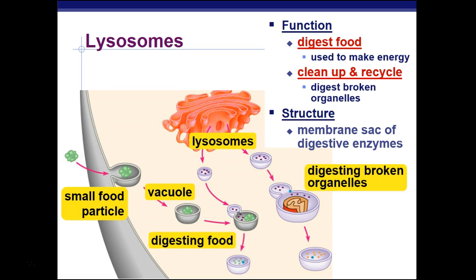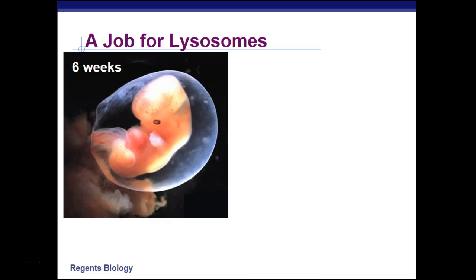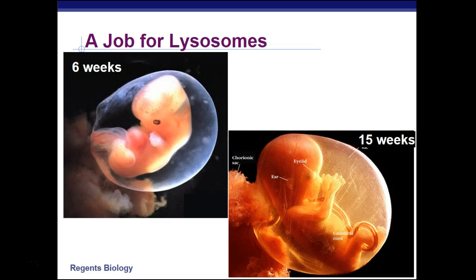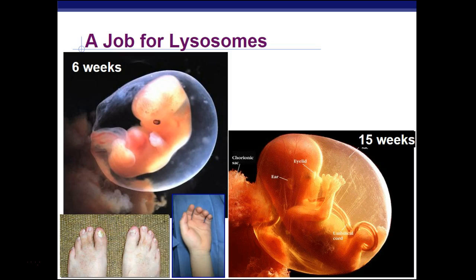So here we have lysosomes that are digesting food, but also, as I said, can be used to digest broken or damaged organelles. We see the lysosome very busy here in development of the human embryo. Notice that at 6 weeks old, this embryo has webbed fingers and toes. They are fused together. But by 15 weeks, we can see now separate digits, separate fingers and toes.